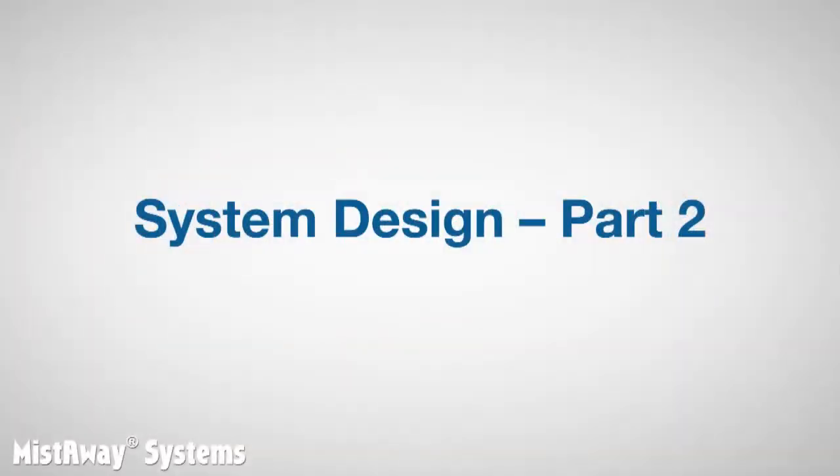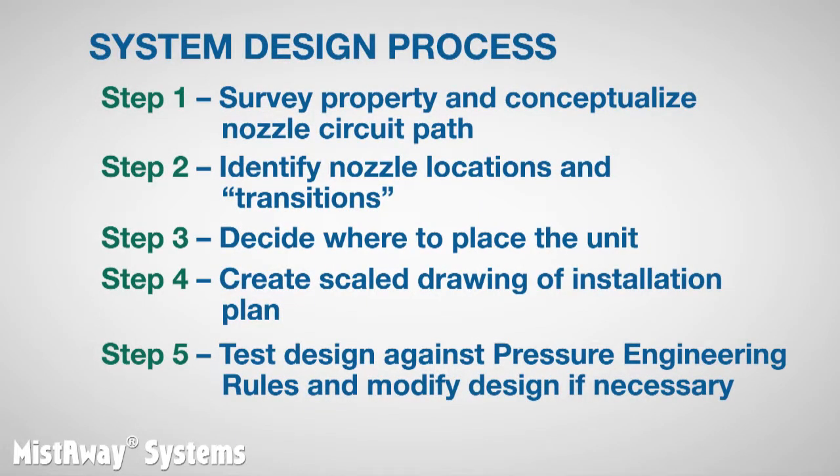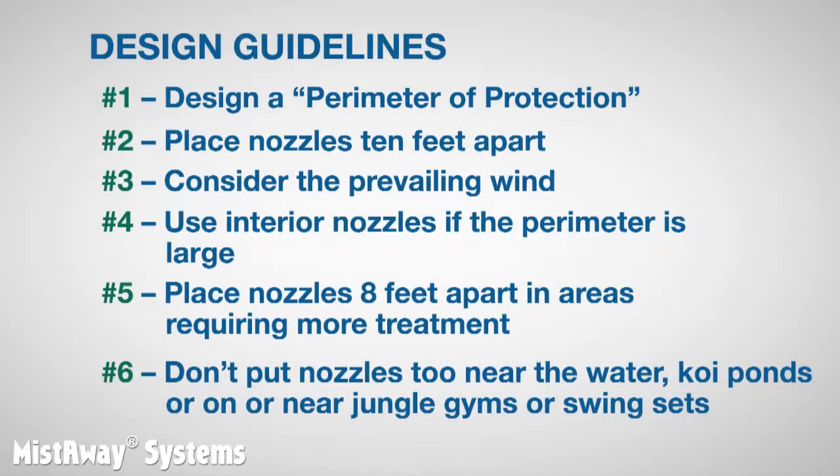This is the second video in our discussion introducing a process to design a misting system. In the first video, we covered step 1, conducting a survey of the property and conceptualizing the path of the nozzle circuit. In this video, we'll cover steps 2 through 5. We also introduced 6 design guidelines to add some flesh to the process. In this video, we will introduce 5 more guidelines.